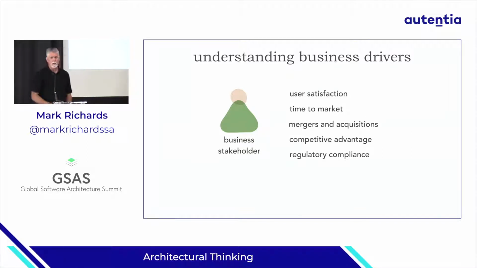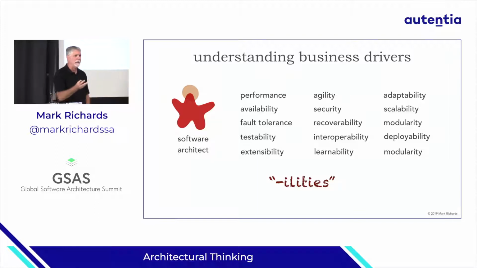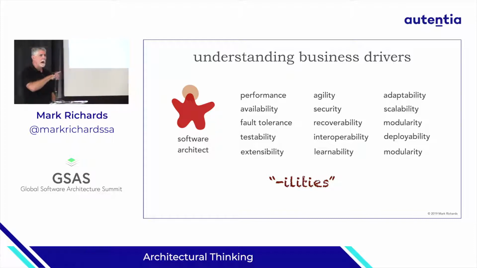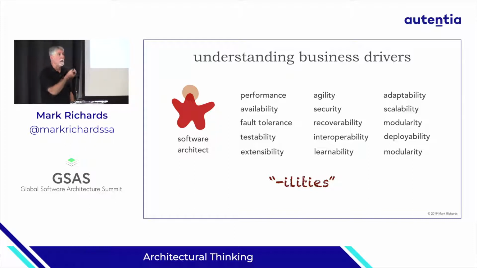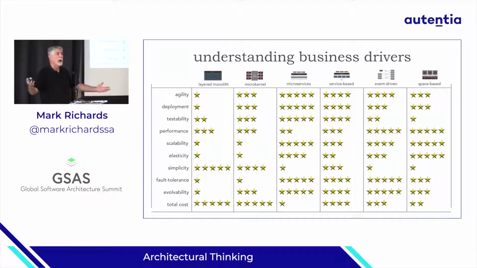Mergers, competitive advantage, regulatory compliance. This is all the language. This is our language, everybody, the ilities. I like to call them architecture characteristics. And here's the point. Putting the cart before the horse is not actually analyzing these ilities or being able to extract those, because we start making decisions about architecture styles, for example.